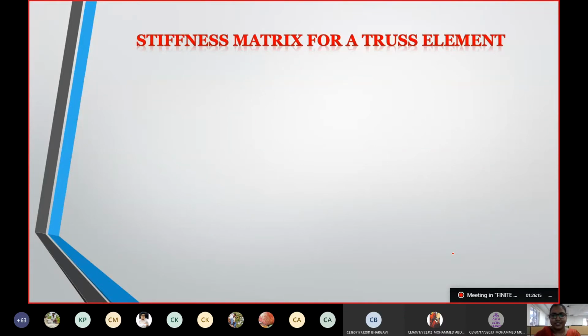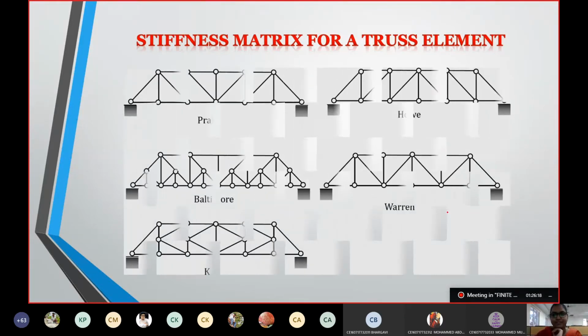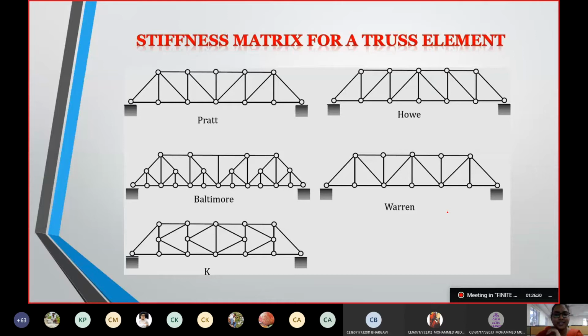All right. I am giving you the answer myself. See, these are the general forms of trusses we see. We know Pratt, we know Howe truss, we know Warren truss that we have discussed in the class. The new one is Baltimore and the other one is K. If you clearly see all these trusses, what is the common thing you find? Triangular shapes.